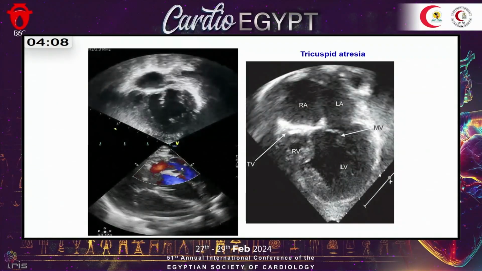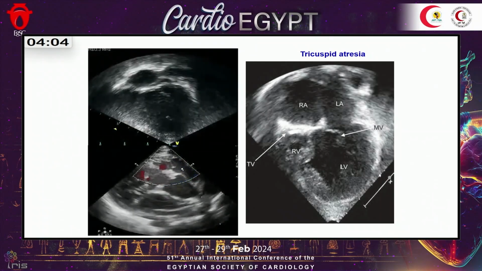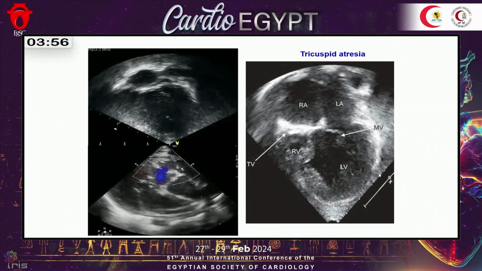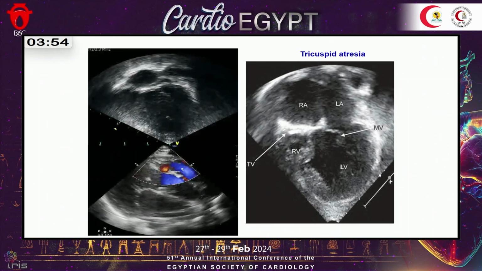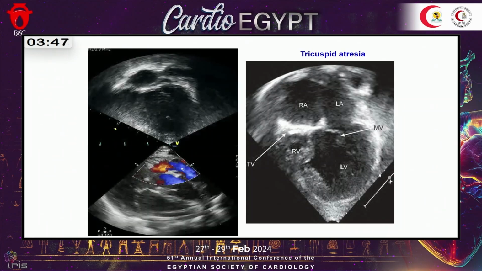As regards tricuspid atresia as a type of single ventricle, here the tricuspid valve is atretic with a rudimentary RV chamber, and the source of the pulmonary and aortic flow is through the bulboventricular foramen, across the muscular VSD here.